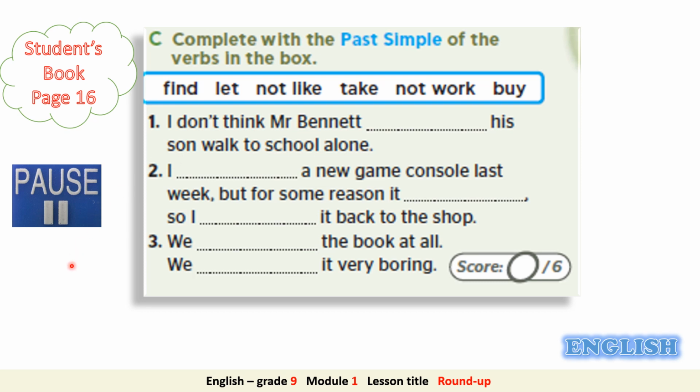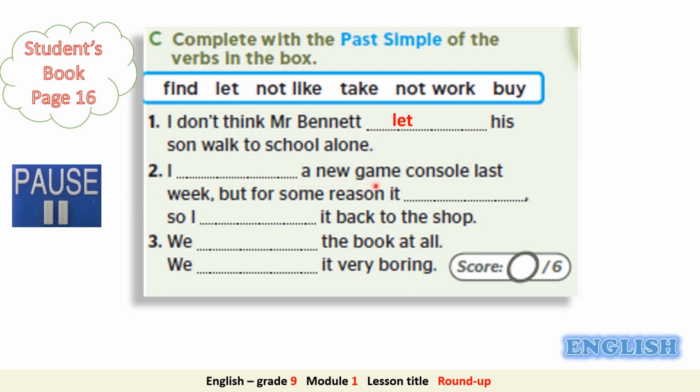Okay, now let's do the exercise. Sentence number 1. "I don't think Mr. Bennett let his son walk to school alone." What do you think? Excellent. Let. The past tense of let is let. Okay. Now sentence number 2.